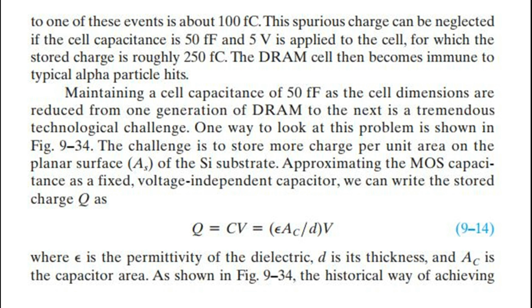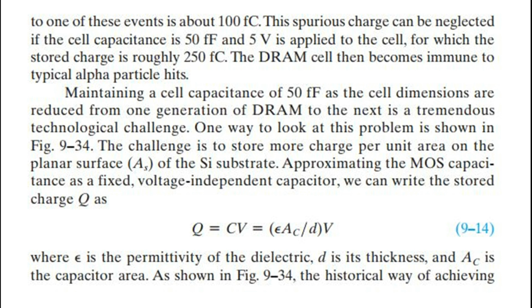This spurious charge can be neglected if the cell capacitance is 50 fF and 5 V is applied to the cell, for which the stored charge is roughly 250 fC. The dynamic random access memory cell then becomes immune to typical alpha particle hits. Maintaining a cell capacitance of 50 fF as the cell dimensions are reduced from one generation of dynamic random access memory to the next is a tremendous technological challenge.